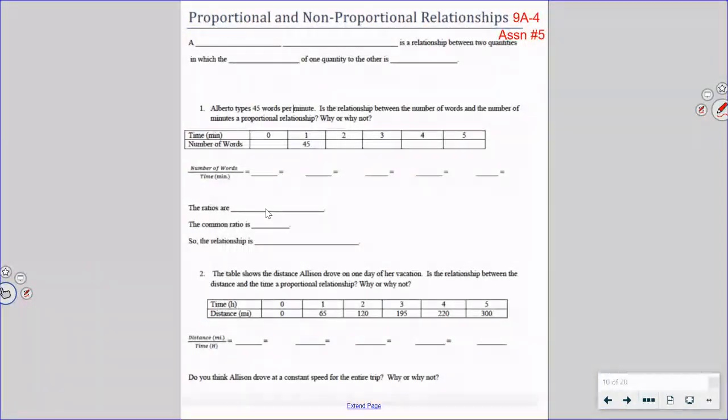So that's what we have, ladies and gents. Onward to your assignment, please. This is assignment number 5. We're going to come back to assignment number 4 tomorrow. Proportional, non-proportional relationships, assignment number 5.